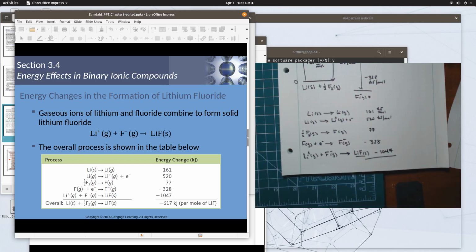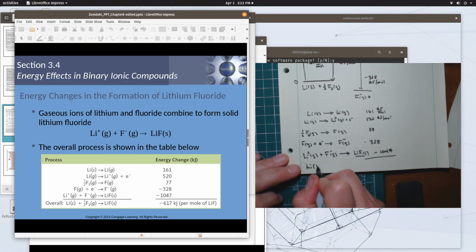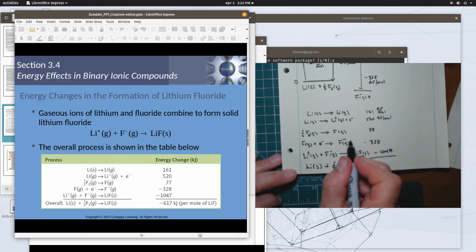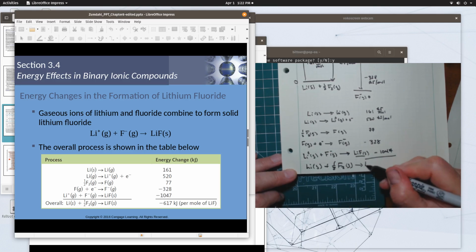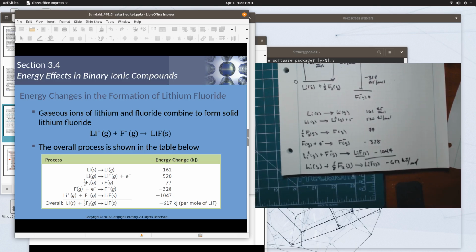And if I add all of these together, the overall reaction is lithium in the solid phase plus 1/2 of a mole of F2 in the gas phase. See if you can cancel all these out if you wish to give me lithium fluoride solid. And the net is minus 617 kilojoules per mole. Okay, that's of lithium fluoride.